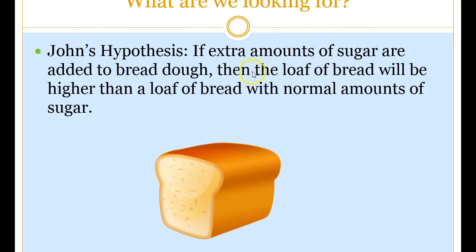The then part is going to have the response to that change, which is the height of the bread. So my independent variable in this case, I can see right from looking at the hypothesis because it's written correctly. What am I changing, or the independent variable? That's the amount of sugar. What depends on the amount of sugar? The height of the bread.